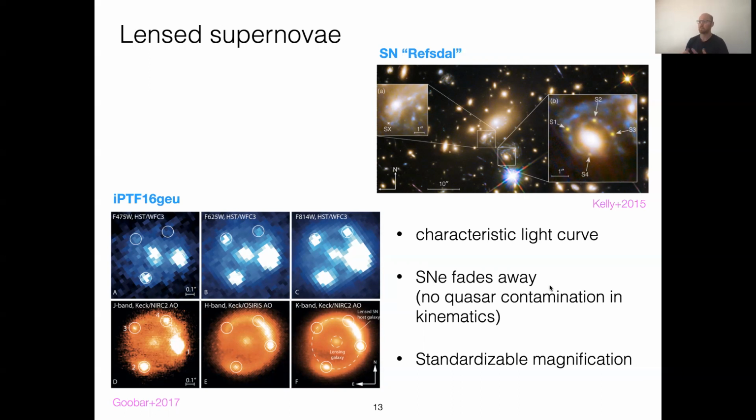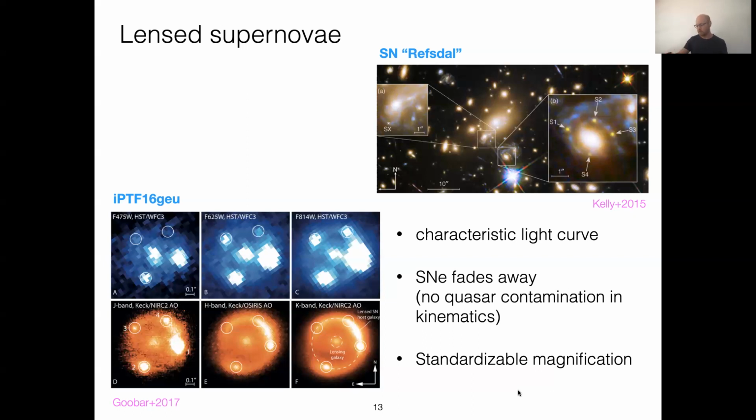Then when the supernova has faded away, we can also do the stellar kinematics measurements without the hassle of bright contamination from quasar light in the vicinity of the deflector galaxy. So this can provide additional advantages for the stellar kinematics measurements. And thirdly, the standardizable nature of supernovae can help us effectively pin down the lens model and break the mass sheet degeneracy precisely at the locations where we require it.